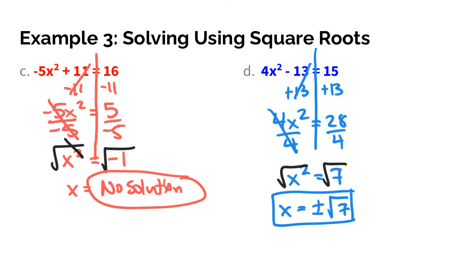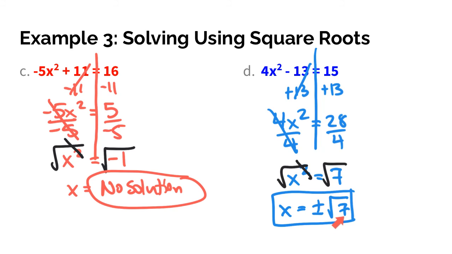All right, now solving this one, I added 13 first. Divided by 4, I got 7. And then I took the square root again to cancel out that square. And I'm taking the square root of 7. And here I wrote it. Because 7 is not a perfect square, I wrote this in simplest radical form.